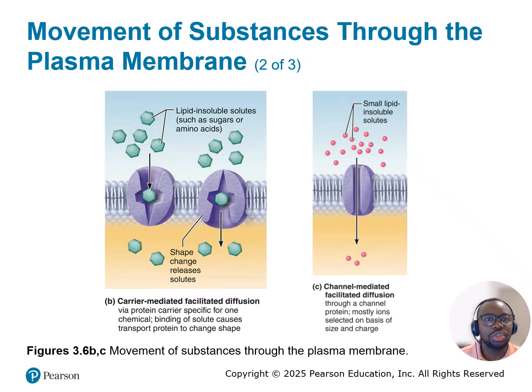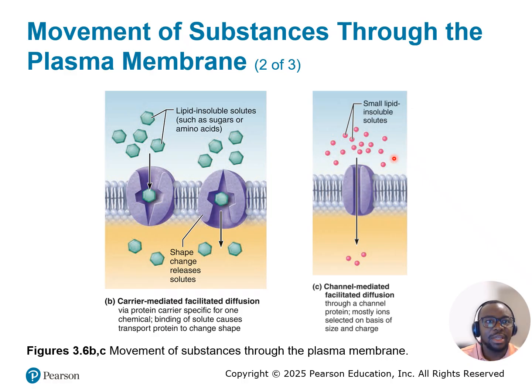This figure shows two types of facilitated diffusion. In figure B, lipid-insoluble solutes from the extracellular fluid move through the plasma membrane using a carrier protein specific for that molecule. Binding of the solute causes the carrier to change shape as indicated here, which facilitates its transport into the cell.